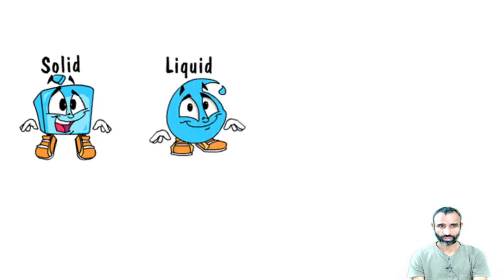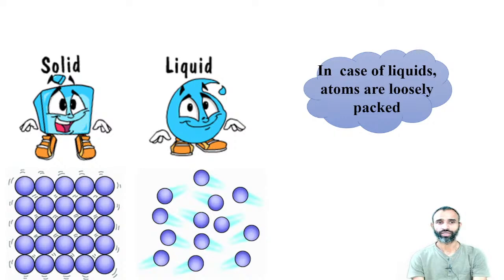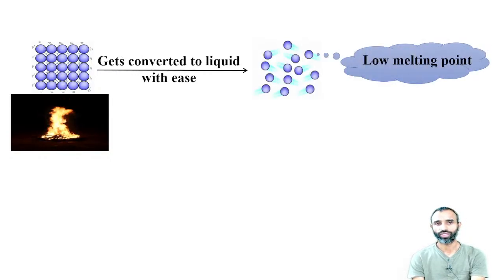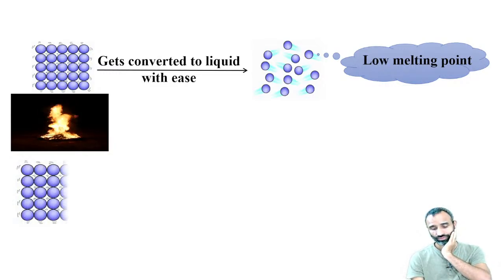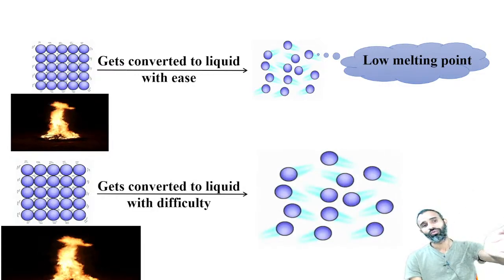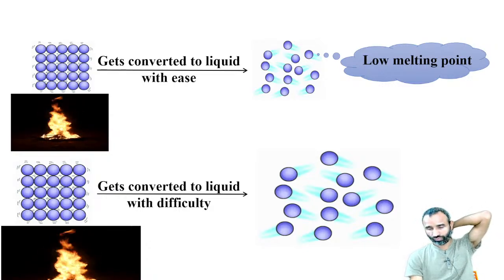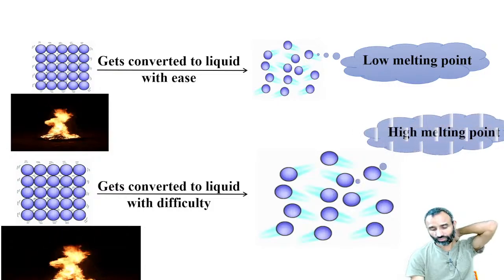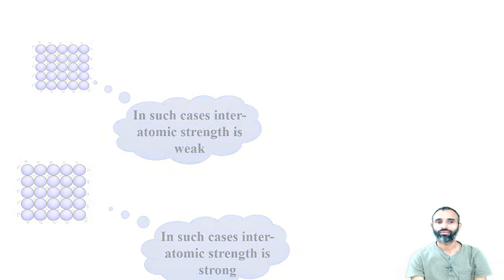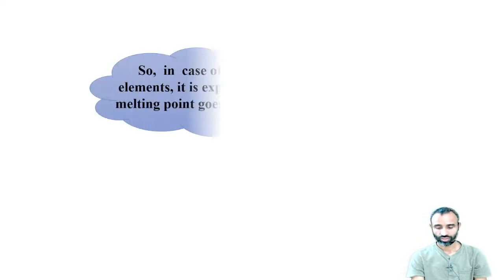So solid, liquid and gas, if we compare, atoms of solids are closely packed, and if we convert into liquid, they have now high energy. If we can convert solid into liquid with ease, that means they have a low melting point. If it is difficult to convert, that means they have a high melting point. So it all depends upon the interatomic strength.